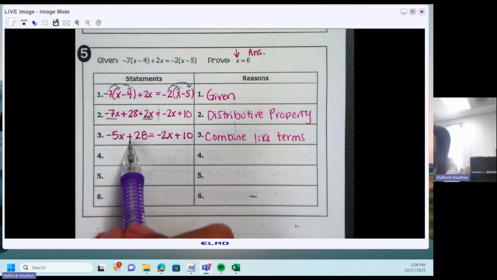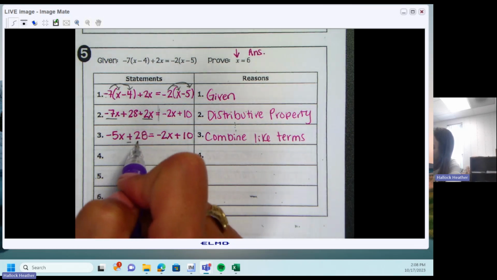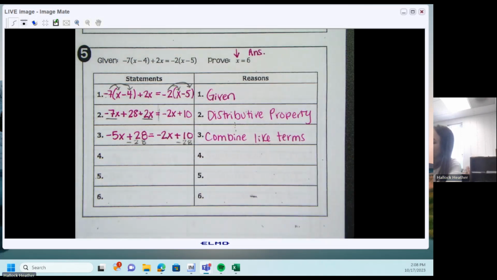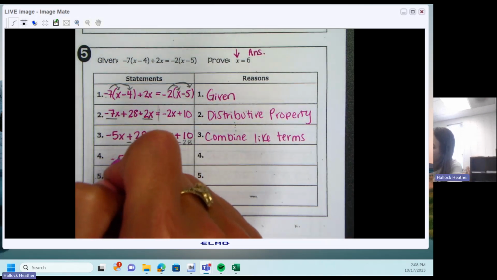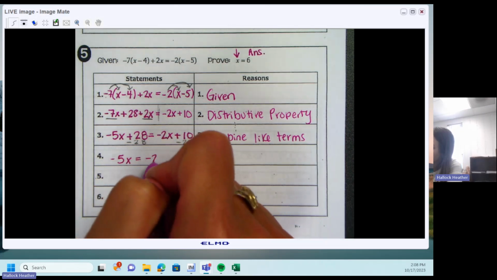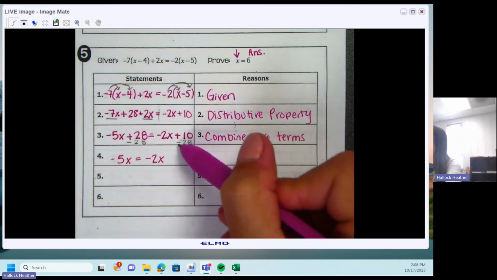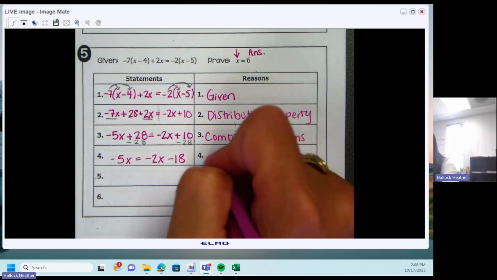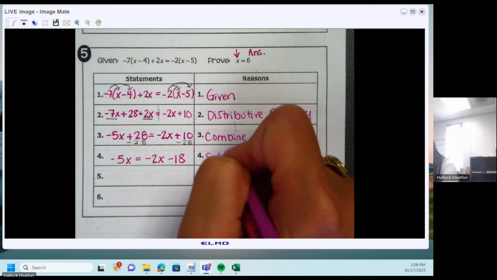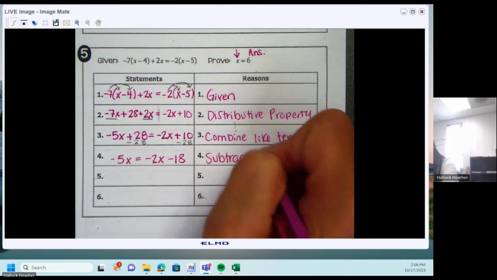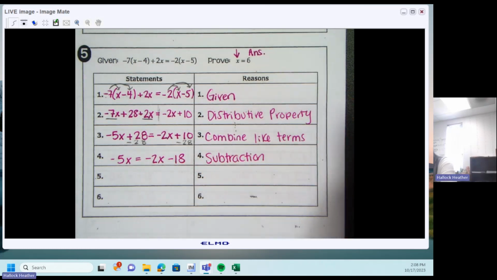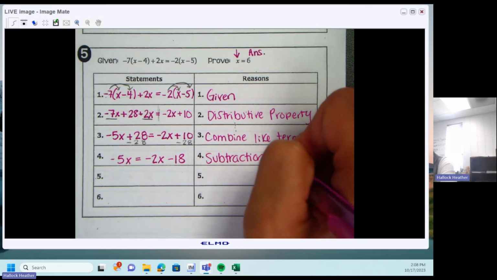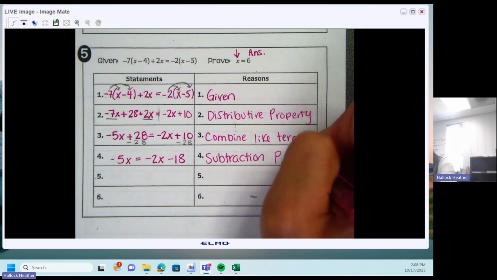So the opposite of positive 28 is -28. So if I subtract 28 from both sides, I get -5x equals -2x. 10 minus 28 is -18. That is called subtraction property of equality. And to shorten it, just because I want to keep writing property of equality, we'll say POE for property of equality.